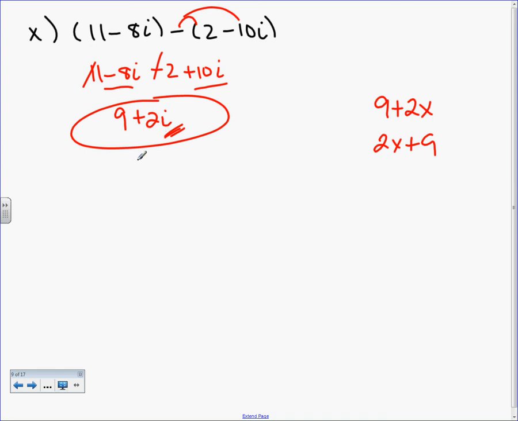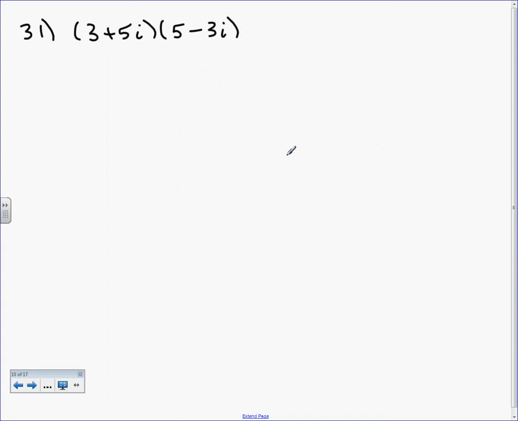So I can't have 2i plus 9. Even though you would think that the commutative property of addition would still be okay, the i has to come at the end. Until the test, I don't mark off for that because I get that you don't really know it yet. But for right now, just be thinking about it. The i needs to come in the back. Tell me those 3 were easy, right?